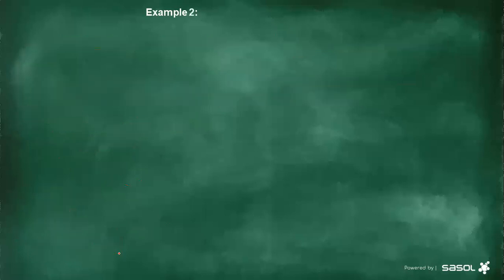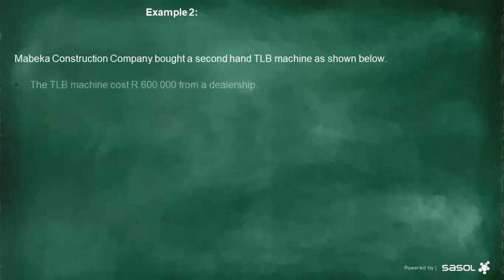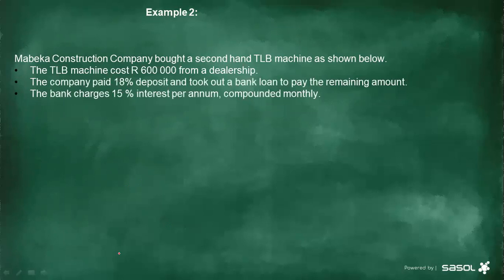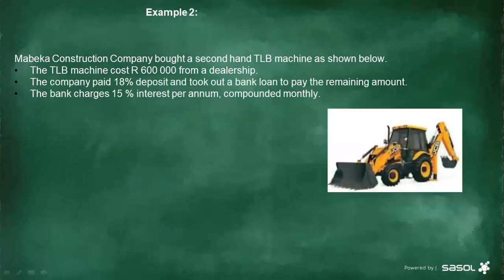We're having example 2. All right. Mabeka Construction Company bought a second-hand TLB machine. As shown below, you can see this is a TLB machine. This company bought this second-hand machine.